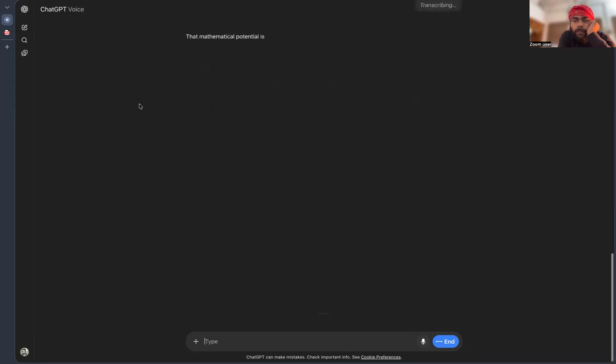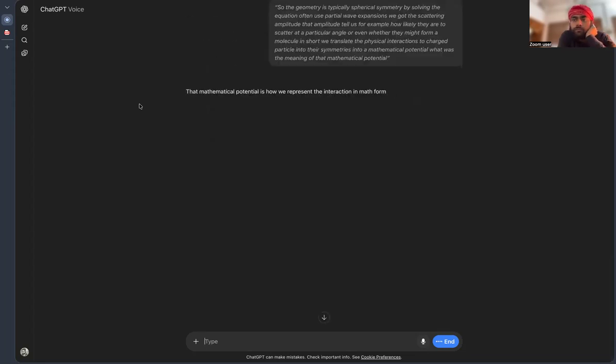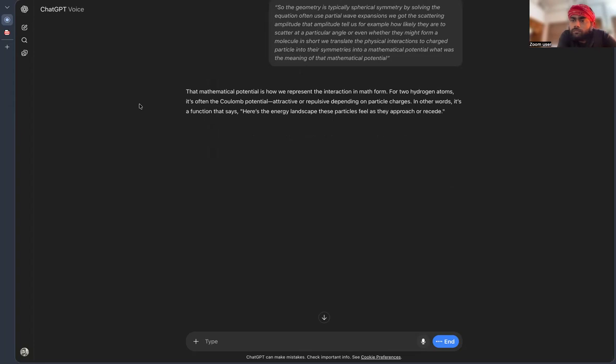That mathematical potential is how we represent the interaction in math form. For two hydrogen atoms, it's often the Coulomb potential, attractive or repulsive depending on particle charges. In other words, it's a function that says, here's the energy landscape these particles feel as they approach or recede. By plugging this potential into the Schrödinger equation, we can calculate how the wave function evolves, leading to predictions of scattering angles or even the formation of a molecule, like H2.